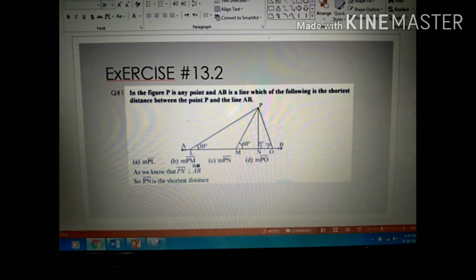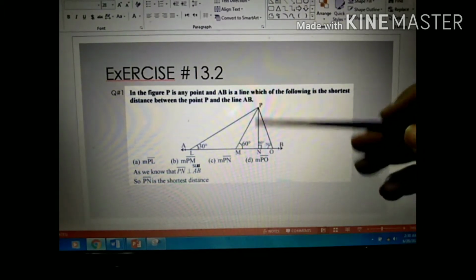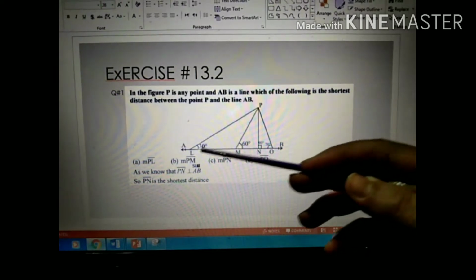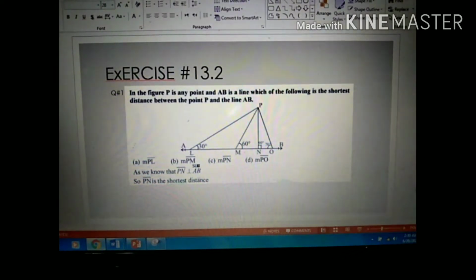According to their angles, always remember, whenever you have a line with a 90-degree angle, that line is always showing the shortest distance. So here is the 90-degree angle, PN. The measurement of PN is the shortest distance. C option is the correct option.